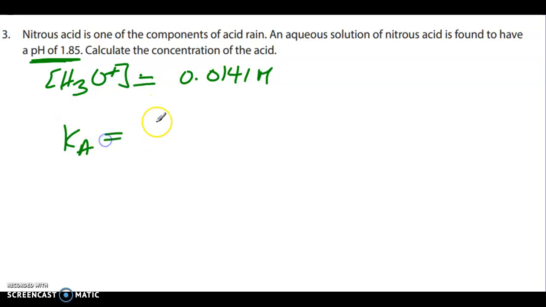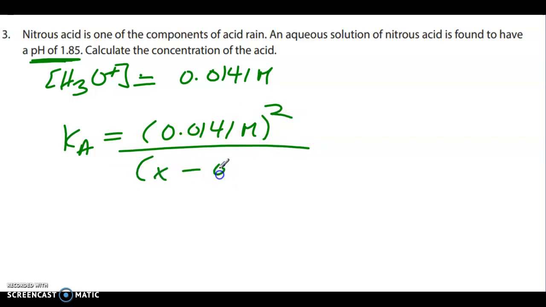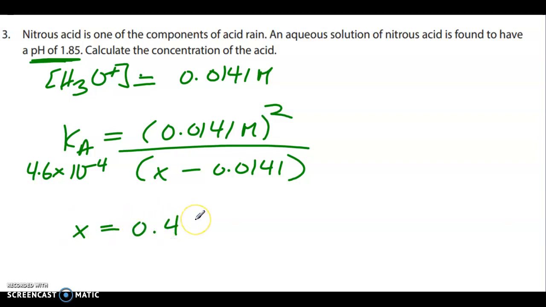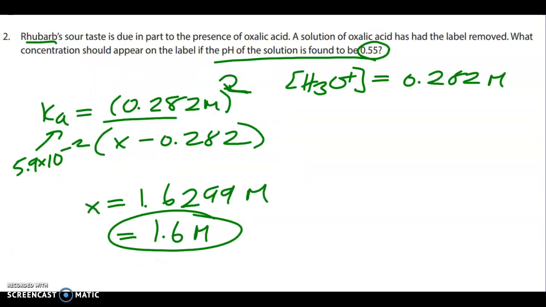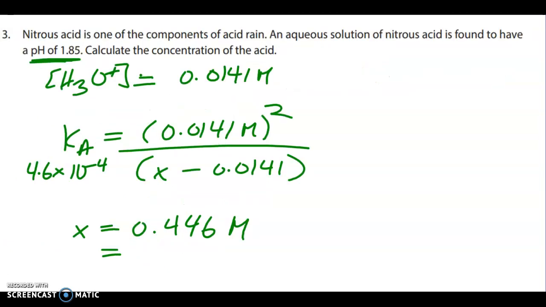So our Ka is going to be 0.0141 moles per liter squared over X minus that. And then the Ka value for nitrous acid you can look up in your table, which is 4.6 times 10 to the negative 4. So when you factor this out, for your X you should get 0.446, I believe. And it has to be two significant digits, because remember it goes by decimal points. Did I do that for the last one? Oh, yes, I did. Sorry, pardon me. So this should be 0.45 moles per liter.